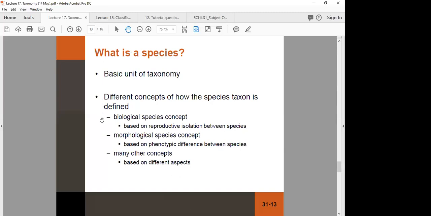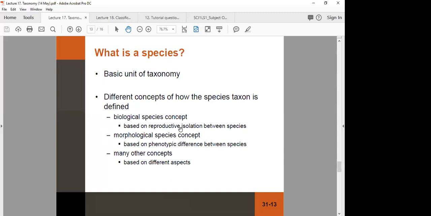Only 2 concepts are listed here. The first one is the biological species concept. And this is more commonly used by animal biologists because it's based on reproductive isolation between species. So in other words, if 2 groups of animals cannot successfully interbreed and produce viable offspring, then they're said to be separate species.